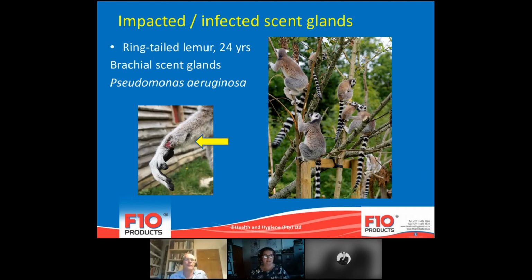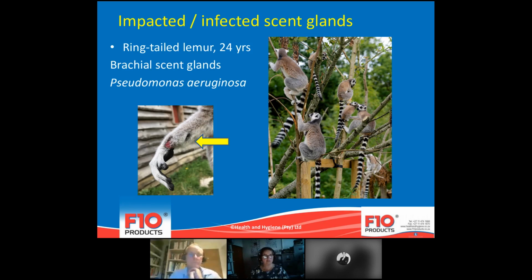So, impacted or infected scent glands. I have seen this in an elderly male ringtail, and also in, I think it was a gentle lemur. So I've only seen it really in old males. I think as they get older, a little bit geriatric, they're possibly not emptying the glands, not scent marking as they normally would. And this particular one, I don't have a picture of it, but he was an old guy that had very swollen and impacted scent glands.